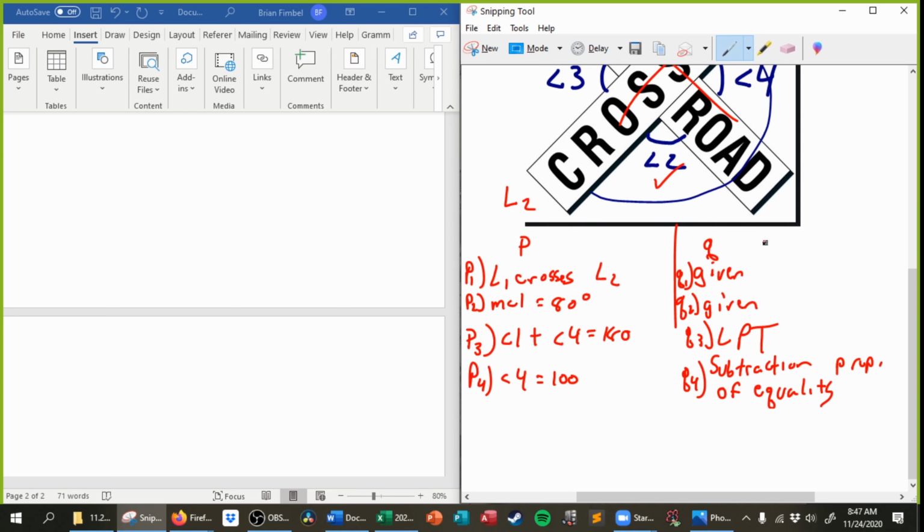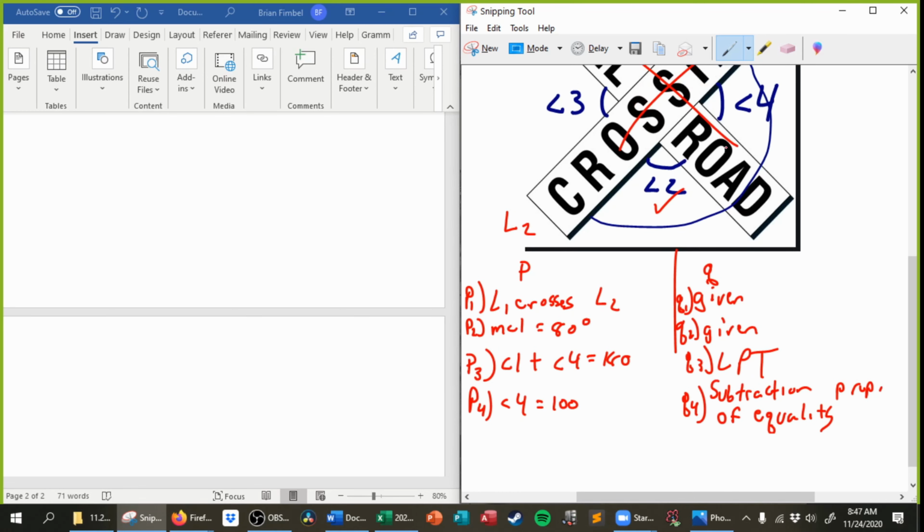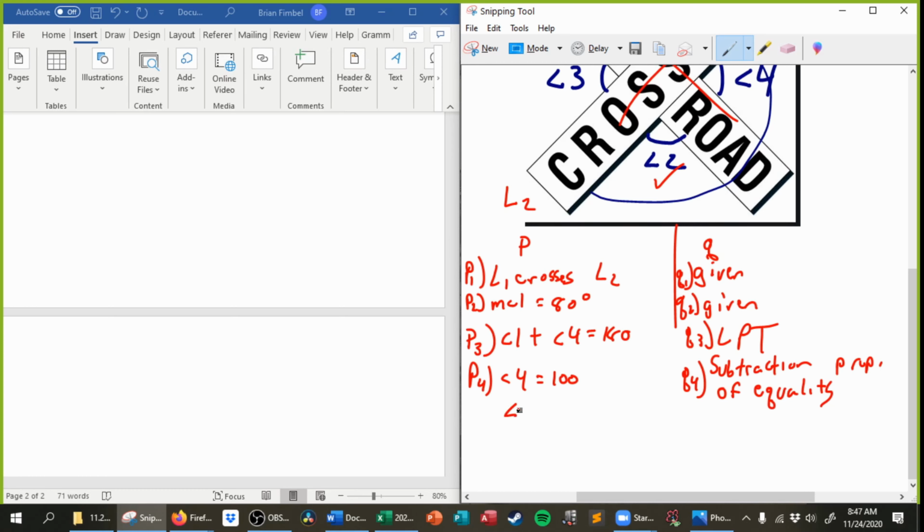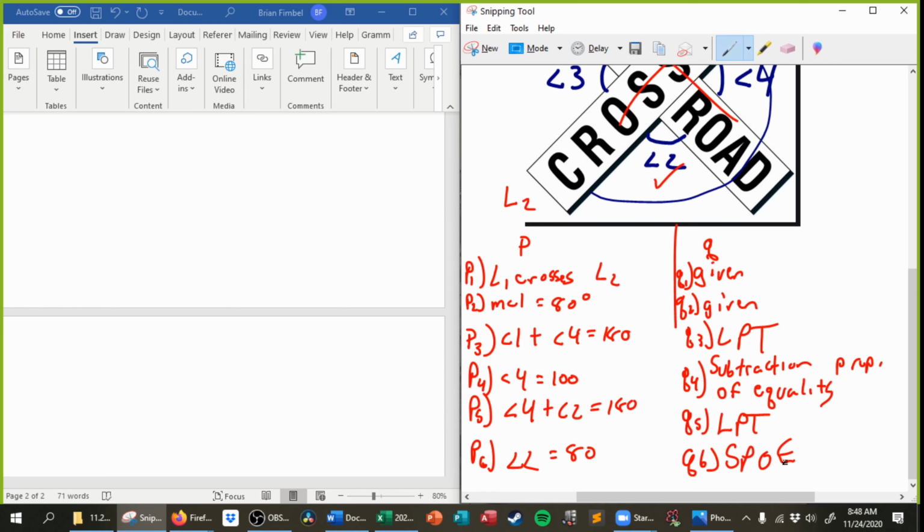So right now, where I am is that angle 4 is equal to 100 degrees, and I can actually just follow this exact same line of reasoning, except for now say that angle 4 plus angle 2 is 180 degrees. And then, since this is P5, Q5 becomes the same as Q3 because I'm just re-following these steps. The linear pairs theorem. Q6 and P6 are going to look a lot like P4, except for now I'm showing what angle 2 must equal. And that is, again, the subtraction property of equality. I'm going to write SPO this time.